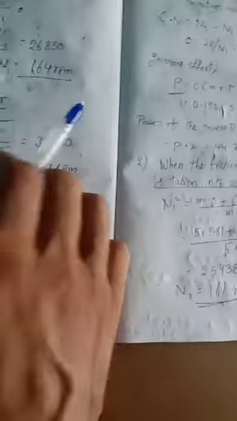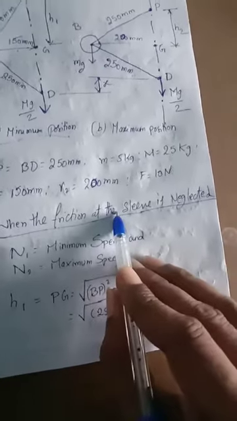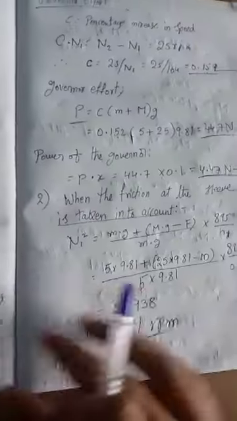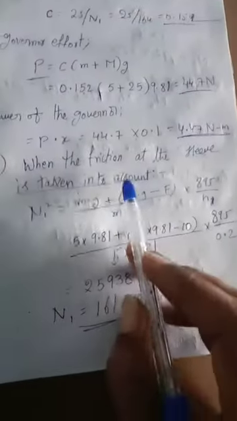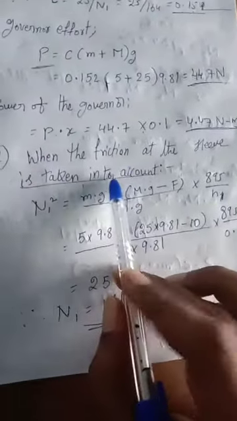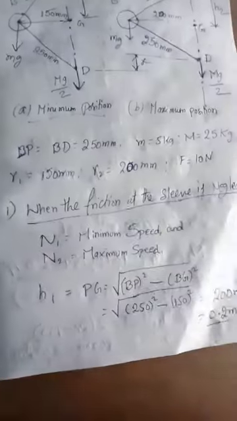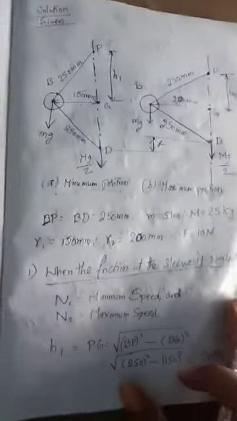The condition here is, the first condition, when the friction at the sleeve is neglected. Here, when the friction at the sleeve is taken into account, we get the value after applying friction. Without friction you can take this. So this is the procedure to solve this.